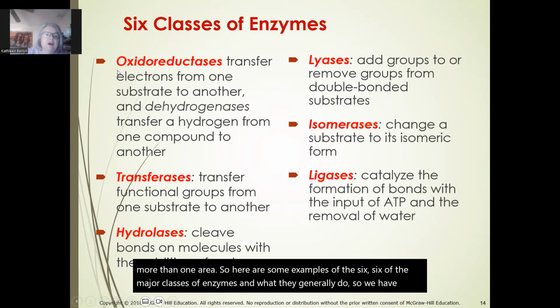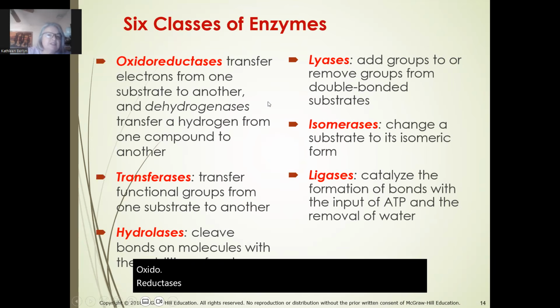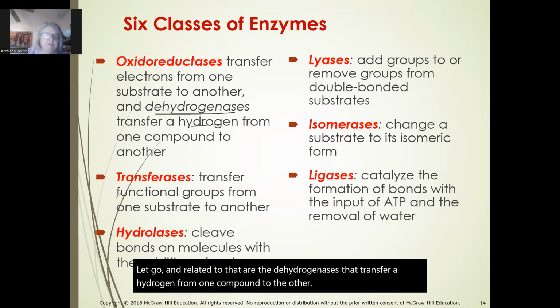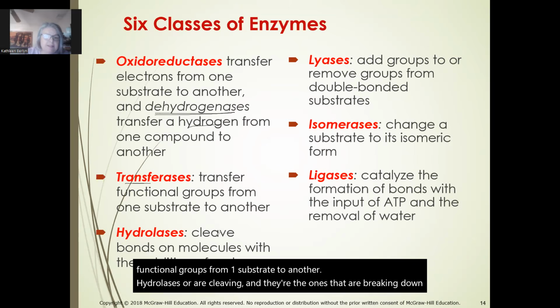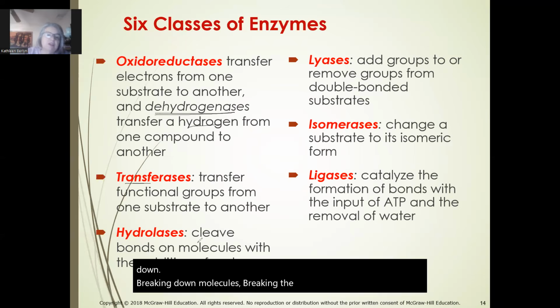So we have a group called the oxidoreductases. These transfer electrons from one substrate to the other, and related to that are the dehydrogenases that transfer a hydrogen from one compound to the other. And transferases, kind of what they sound like. They transfer functional groups from one substrate to another. Hydrolases are cleaving, and they're the ones that are breaking down molecules, breaking the bonds of molecules, and they're using water to do that. We just talked about that in the previous slide.